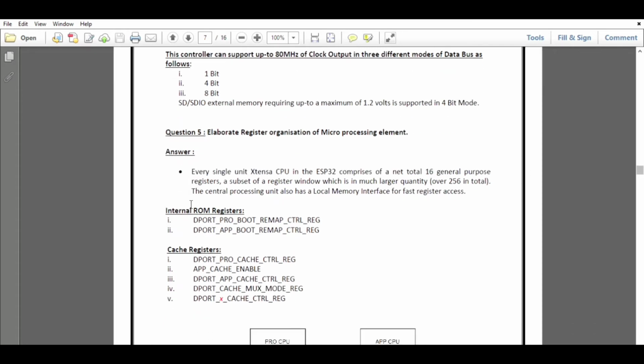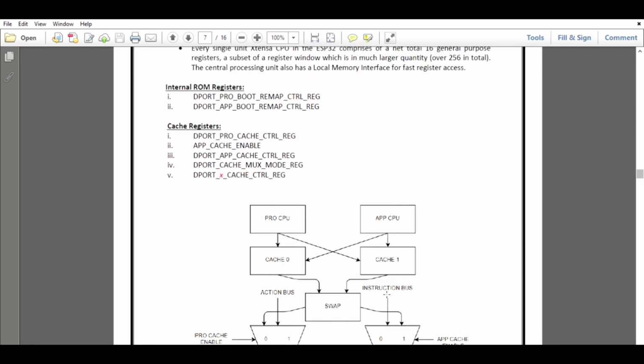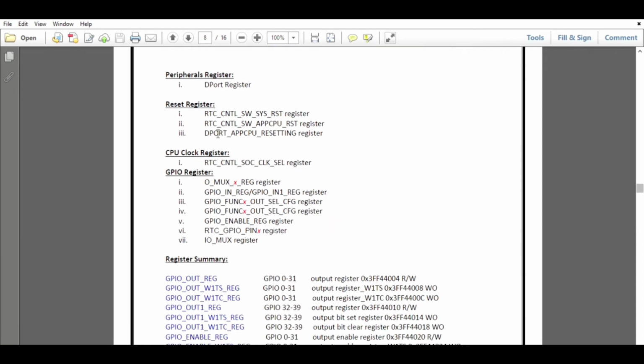Coming to the fifth question: elaborate the register organization of a microprocessing element. Here, registers are temporary storage locations inside the CPU that hold data and addresses. These are all the registers that are supported in ESP32: internal ROM registers, cache registers, peripheral registers, RTC registers, CPU clock registers, and GPIO registers, that is general purpose input output registers, that are supported by ESP32.